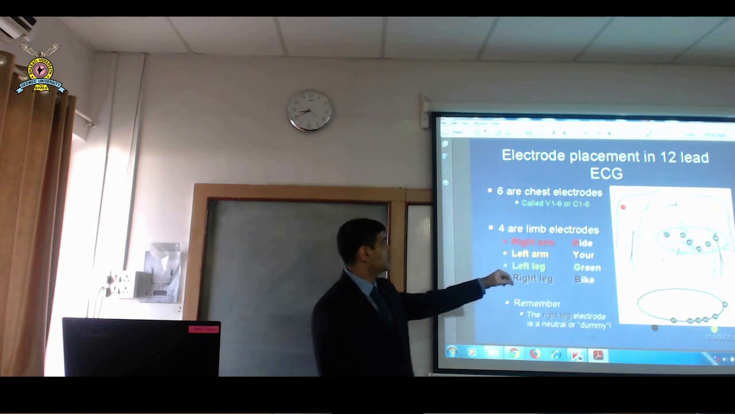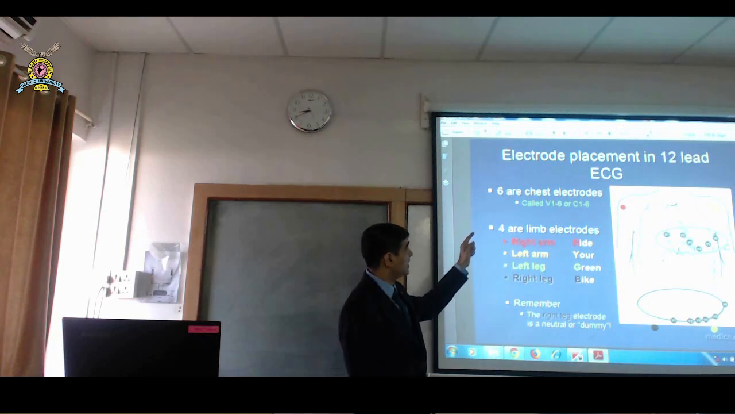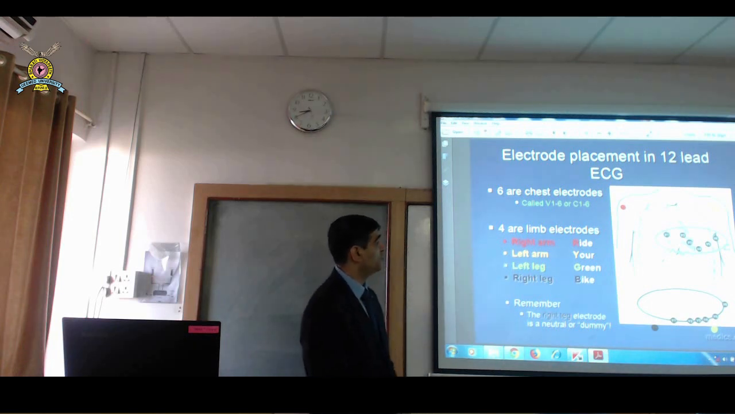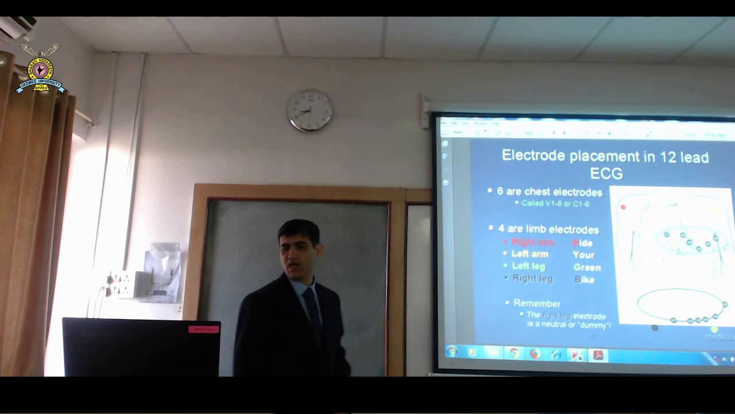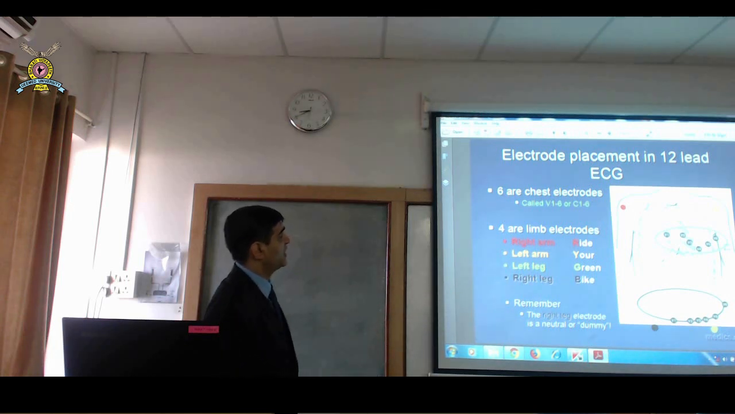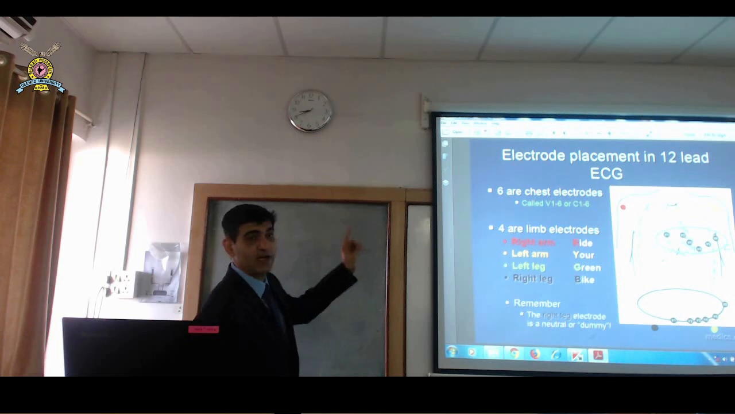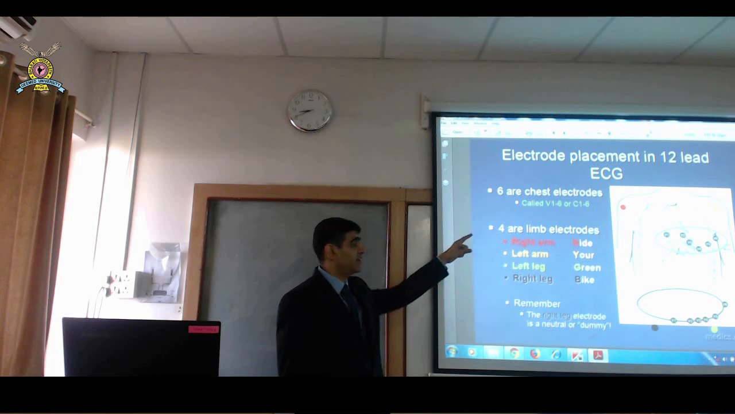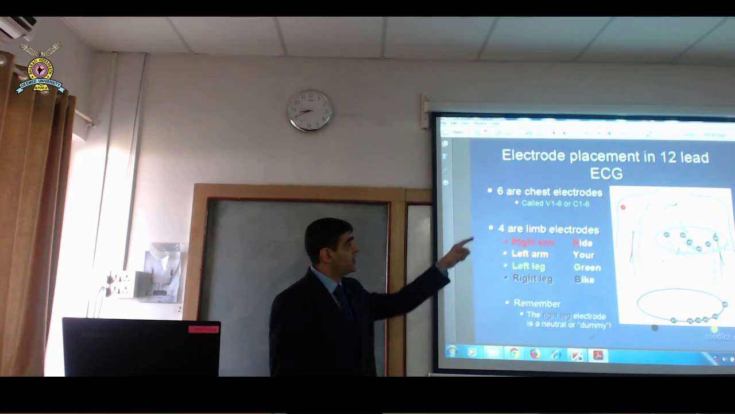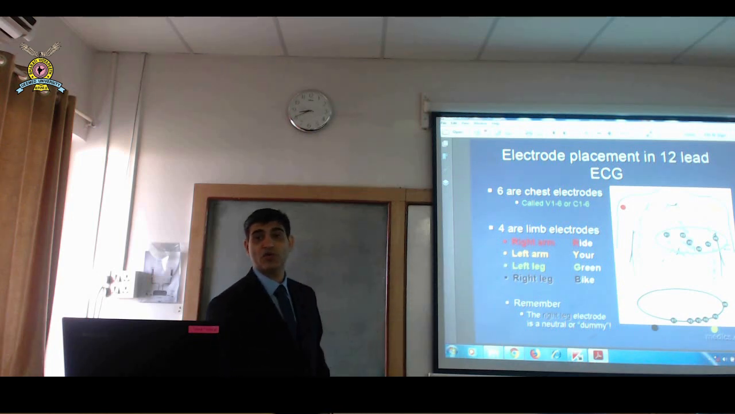Look at these positions. There are 6 chest electrodes called V1 to V6, which are shown there. We'll come to where they are placed. There are 4 limb electrodes. The right arm is on the right side. That's why I said red is right; the universal code is red is right. Left arm is always yellow.